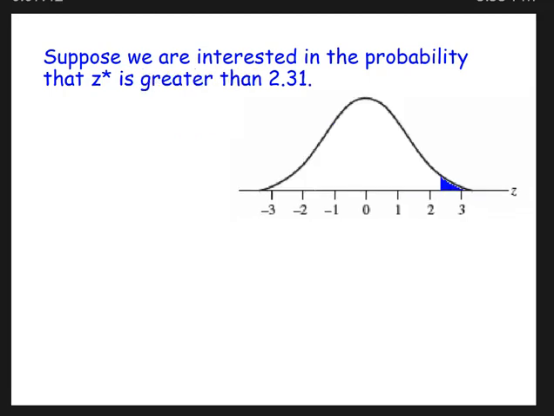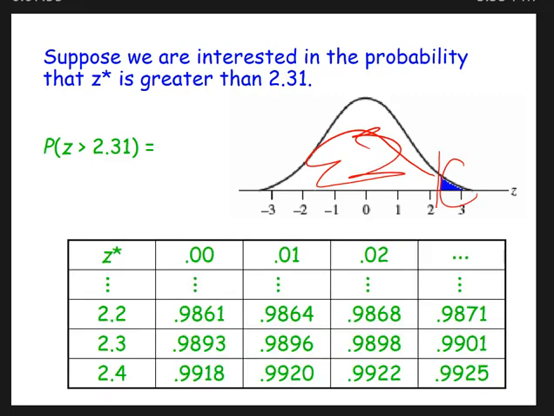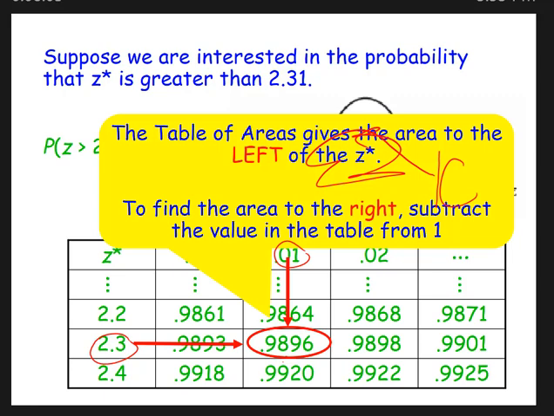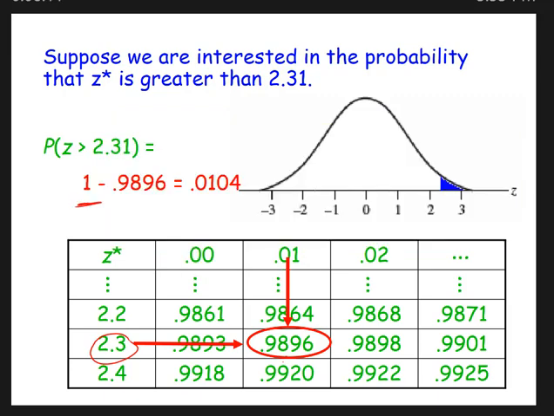If we want to get the probability of being more than a certain value, we have to use some of our rules of probability. The table is going to give us this probability here, so what we're actually looking for is the complement of what's in the table. So we look up the 2.31, so 2.3 and then 01. We get the 0.9896, but since the table gives us the probability to the left, or less than, and we want the greater than, or probability to the right, we use the complement. 1 minus that probability from the table gives us 0.0104 is the probability of being greater than 2.31.